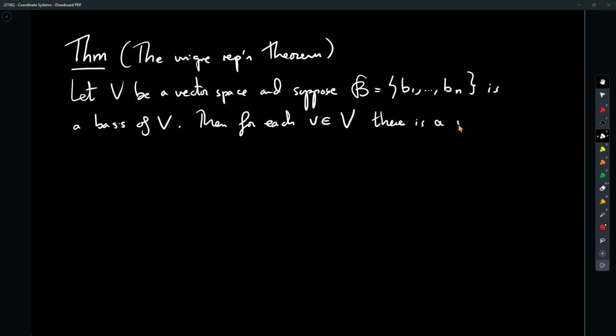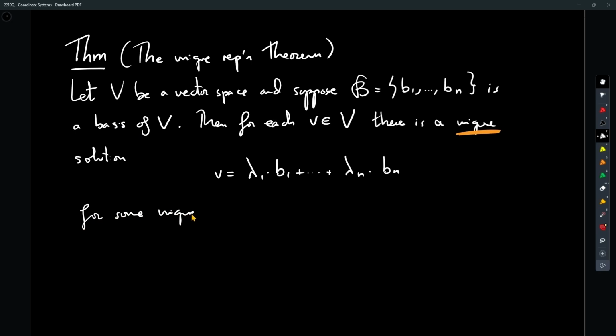there is a unique solution of the equality that v is lambda 1 times B1 plus ... plus lambda n times Bn, for some unique scalars lambda 1 through lambda n in the real numbers. So let's prove this theorem.